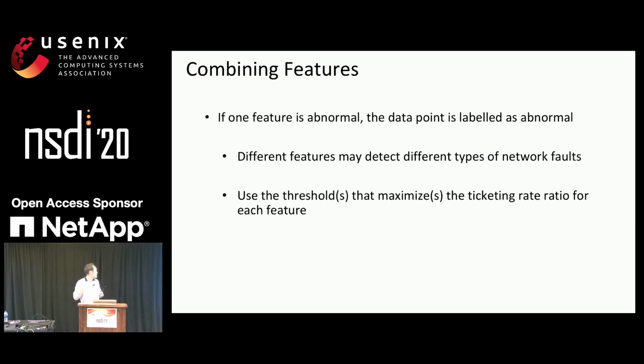After selecting these features, we combine them simply: if one feature is abnormal, then we regard the whole data point as abnormal. This is based on the observation that different features may detect different types of network faults. And because we already select the threshold to maximize the ticketing rate ratio for each feature, we expect that by combining them, we can still get a high ticketing rate ratio.